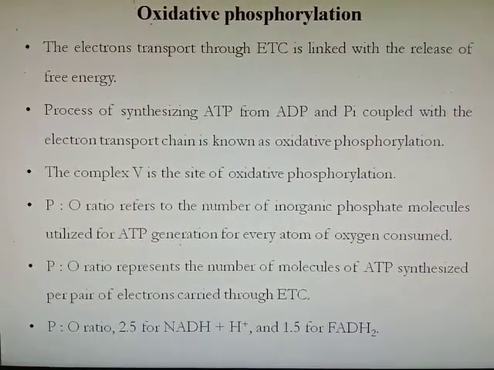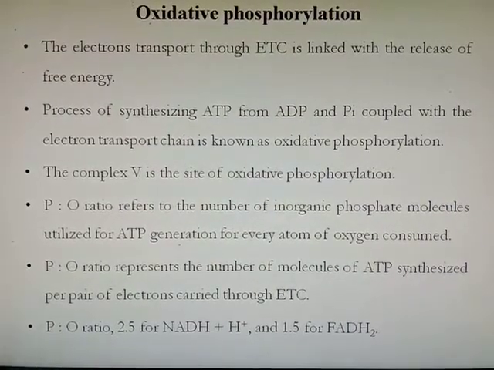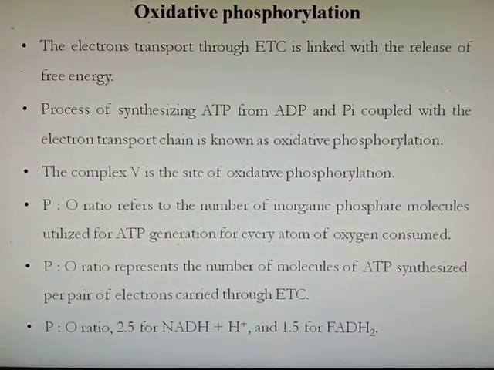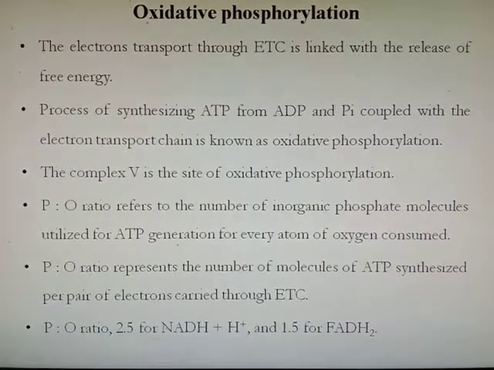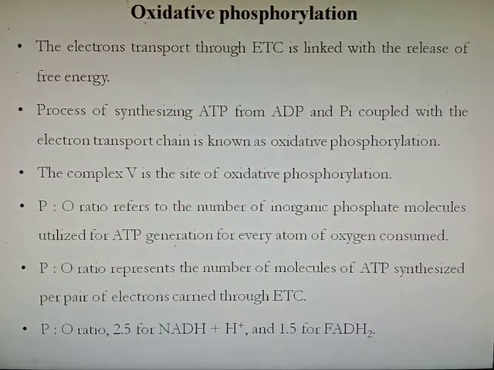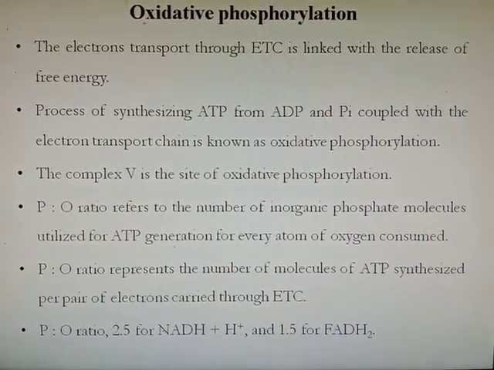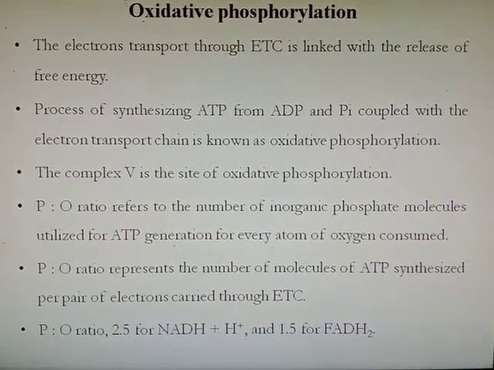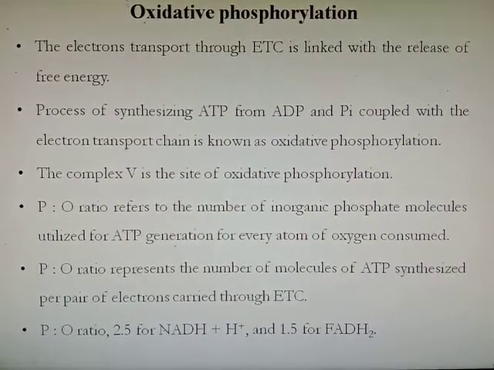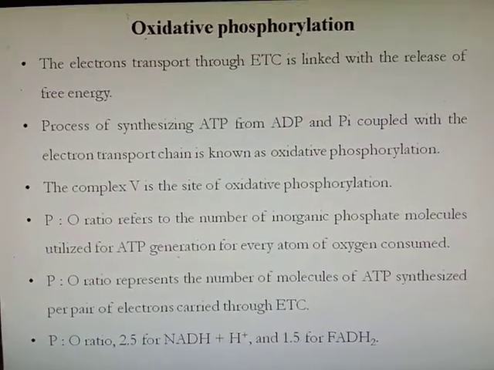Then the P/O ratio refers to the number of inorganic phosphate molecules utilized for ATP generation for every atom of oxygen consumed. The P/O ratio represents the number of molecules of ATP synthesized per pair of electrons carried through the electron transport chain. The P/O ratio for NADH is 2.5 and the P/O ratio is 1.5 for FADH2.